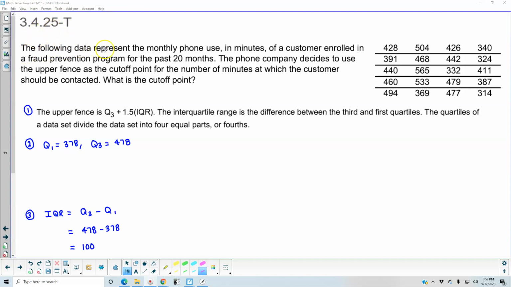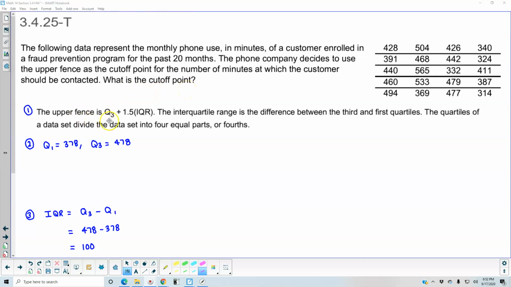3.4.25-T. The following data represent the monthly phone use in minutes of a customer enrolled in a fraud prevention program for the last 20 months. The phone company decides to use the upper fence as the cutoff point for the number of minutes at which the customer should be contacted. We want to determine what is the cutoff point.